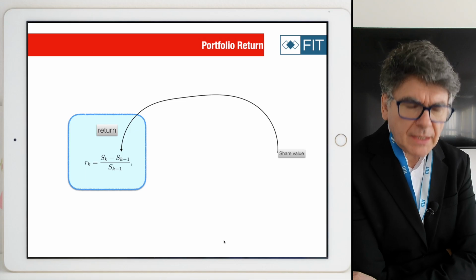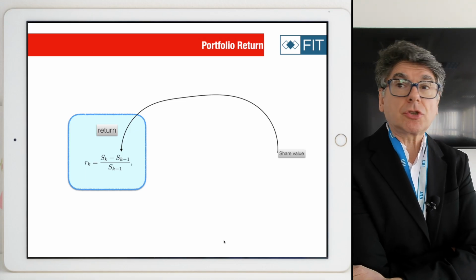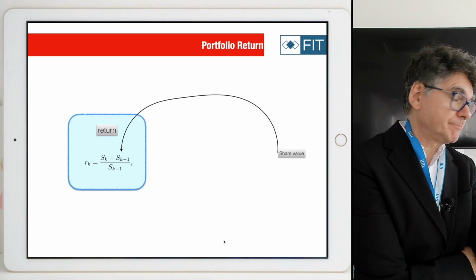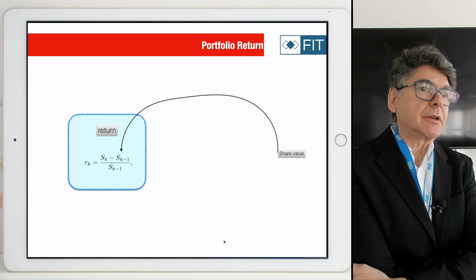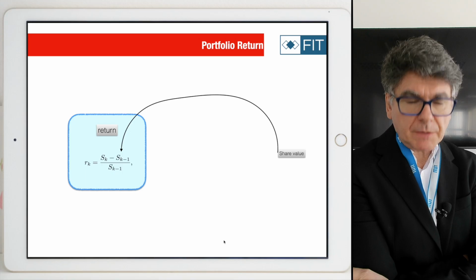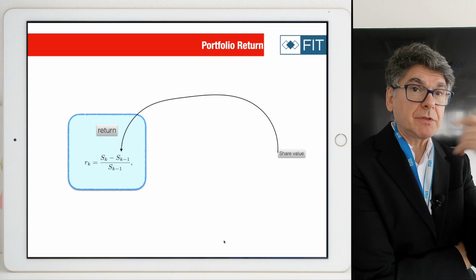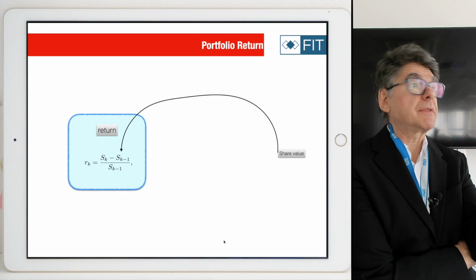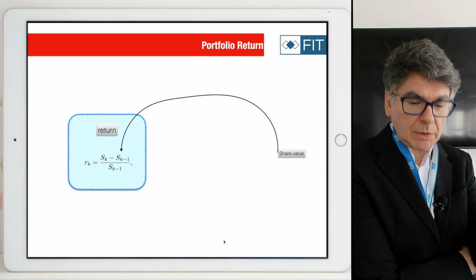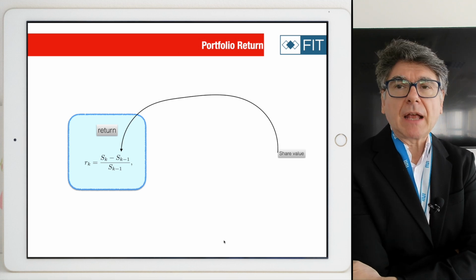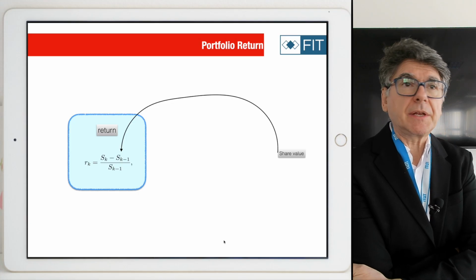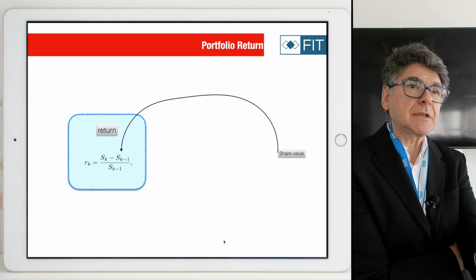Given any asset value, stock, a bond, a fund, share class, a house, a car, you define the return as it's written here. It's the difference between the value today and the value at the previous period, so yesterday, the previous month, the previous year, divided by the previous value. This is a quantity that has financial meaning, but it's also a quantity that has mathematical meaning, and we went through that yesterday during your exercise.